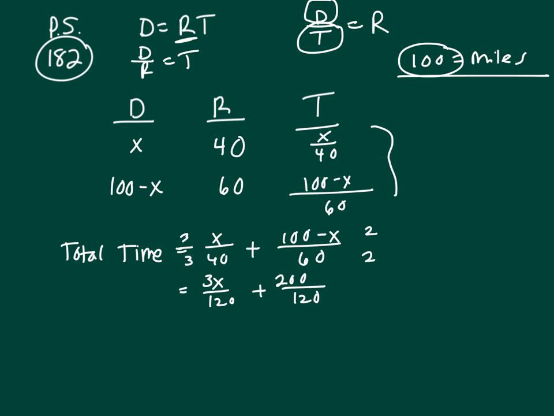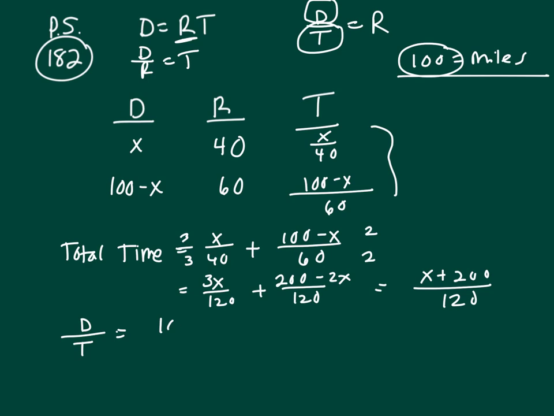That will give me 200 minus 2x. So simplifying, you got 3x minus 2x. It's going to be (x plus 200) over 120. That's the total time. And we're trying to find distance over time.